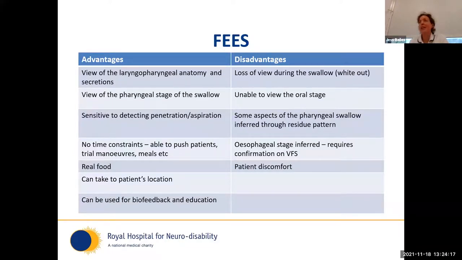And it isn't comfortable. So as much as we tell everyone it's not painful, it's definitely not a comfortable procedure. So some people appear to tolerate it better than others. And although we have good success rates with our FEES, definitely in caseloads where patients can't communicate or understand necessarily why we're doing it, that can be a challenge.